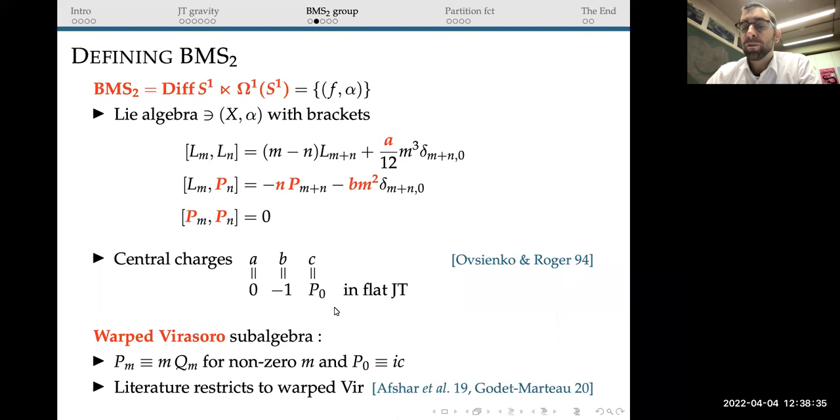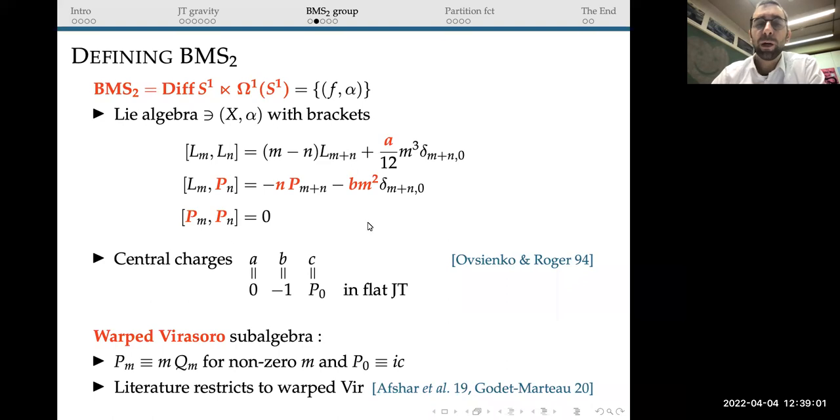In fact, most of the literature, as I pointed out earlier, restricts attention precisely to this warped Virasoro algebra. Most of the literature doesn't even deal with BMS2, but we do. For better or worse, we really wanted to push the BMS2 story as far as possible. And so that's what I'm going to do. So in particular, I'm not going to take the warped Virasoro point of view, but I'm going to do everything in terms of BMS2.